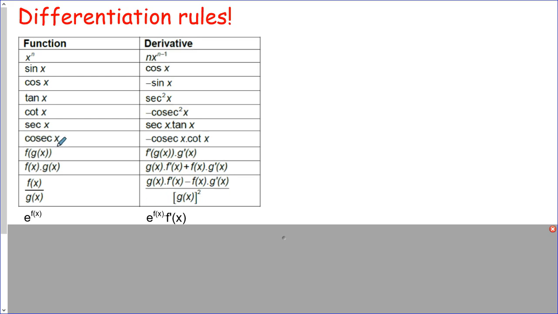And then lastly, and this one is a really, really important one, to differentiate a function of a function, a composite function, we differentiate the outer function, evaluate it at the inner function, and then we multiply by the derivative of the inner function.